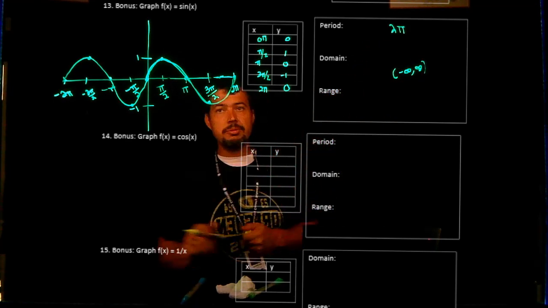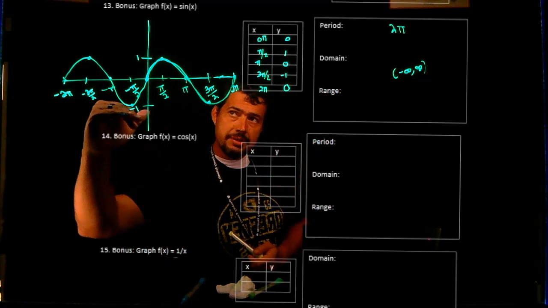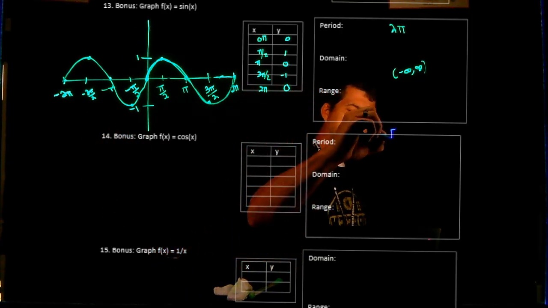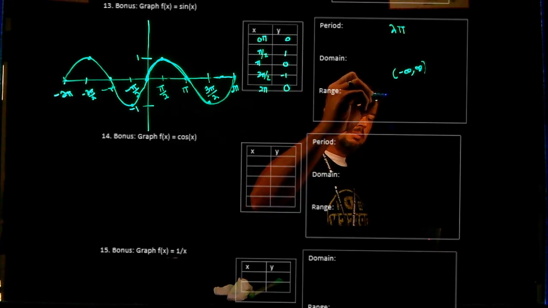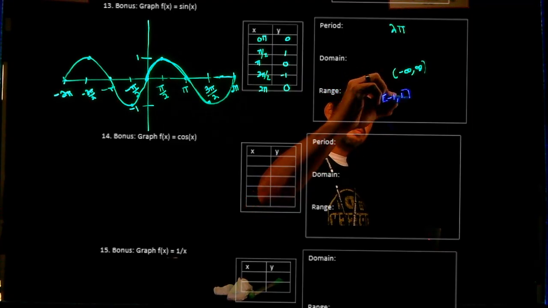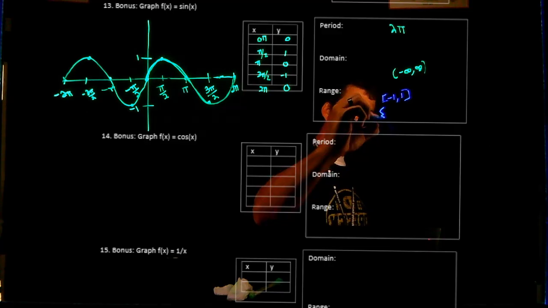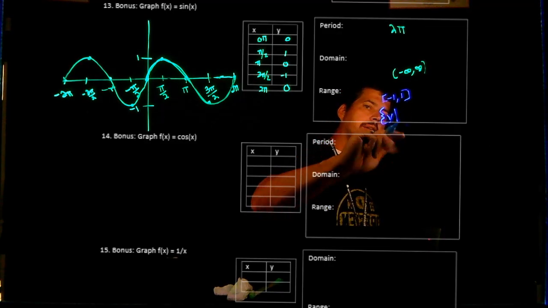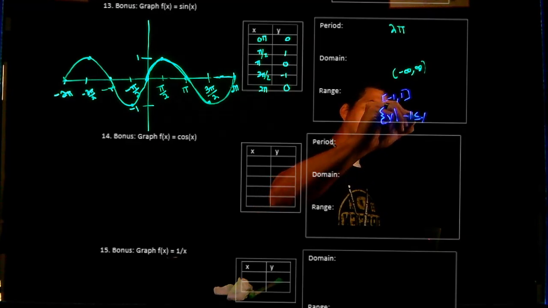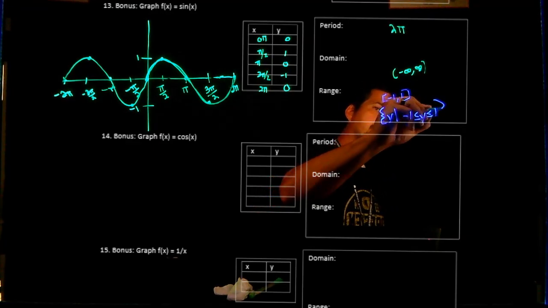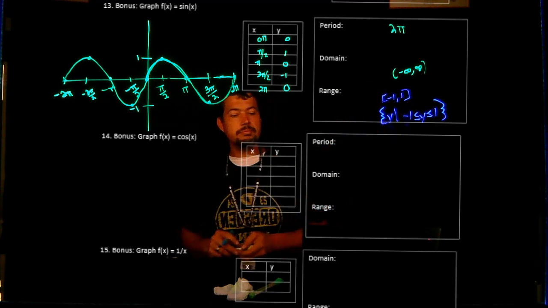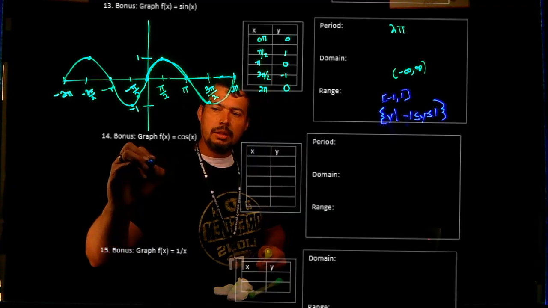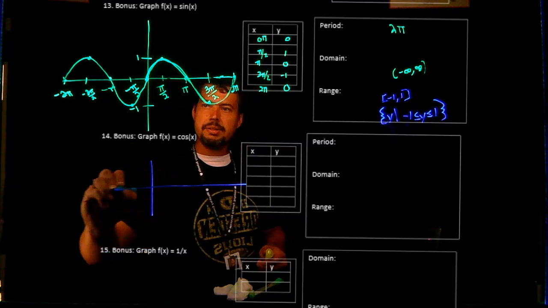Now range on this one's a little bit different. The lowest y value I see is -1. The highest y value I see is 1. So the range is -1 to 1. This one's worth talking about in set builder notation. All values of y such that -1 is less than or equal to y, less than or equal to 1, such that y is stuck between -1 and 1. There's the sine function. Next up is the cosine function. They look a lot alike. We use kind of the same gridding here.